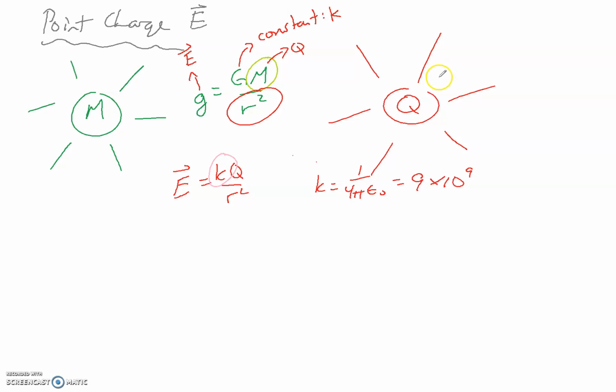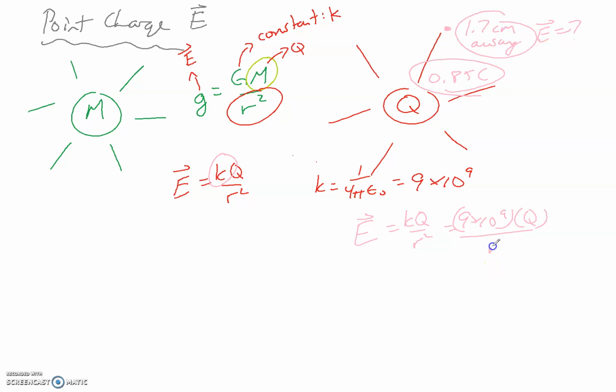Let's take something really simple and make something up. Let's suppose this is a 0.85 coulomb charge, and over here, you are 1.7 centimeters away from it. What would the electric field be at that location? Well, it's really straightforward. The electric field is kq over r squared. So that's 9 times 10 to the 9, times the q, which is your 0.85, divided by the radius. Just make sure you square it and convert it to meters, and you'll have the electric field from the object.